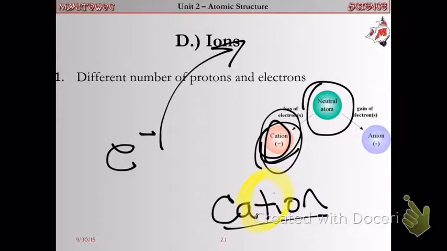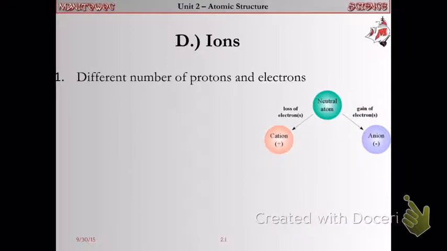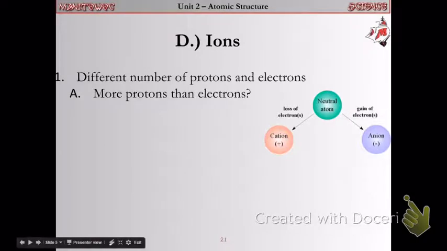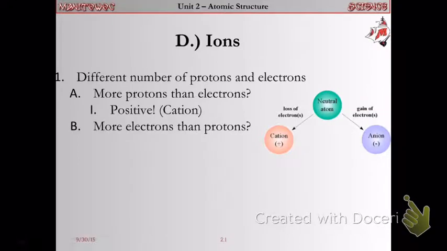If you are gaining an electron, let's go the opposite way. If the electron is essentially being absorbed into the atom, then you're gaining another electron, so you become negative. That's the anion. It's a different type of ion. So if you have more protons than electrons, it's positive, and we call you a cation. If it's more electrons than protons, then you're negative, and we call you an anion.